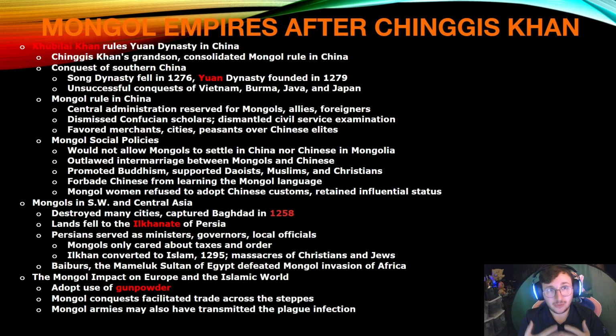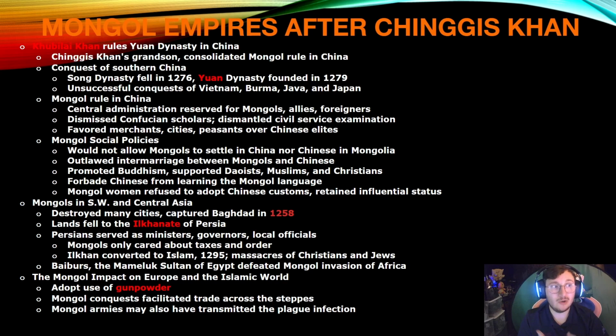And this hatred for the Chinese elite is really going to show in their social policies, where they're not going to allow Mongols to settle in China, nor the Chinese to settle in Mongolia. And even further, they're going to outlaw intermarriage between the Mongols and the Chinese. So a Chinese woman cannot marry a Mongolian man, and a Mongolian man cannot marry a Chinese woman, and so on and so forth.